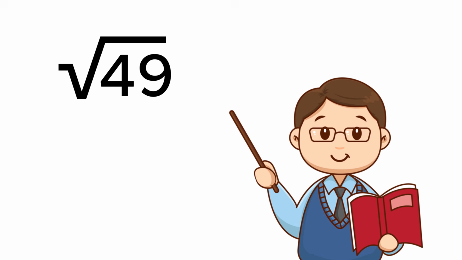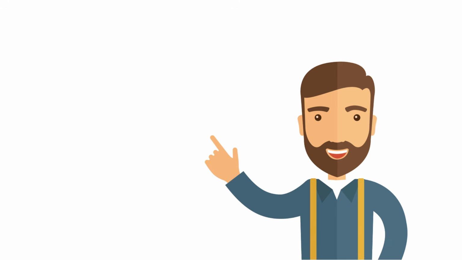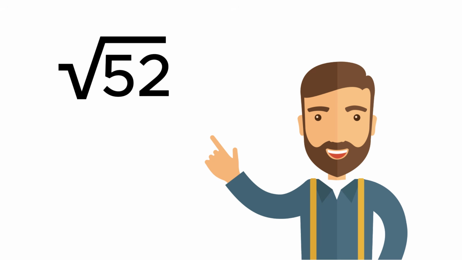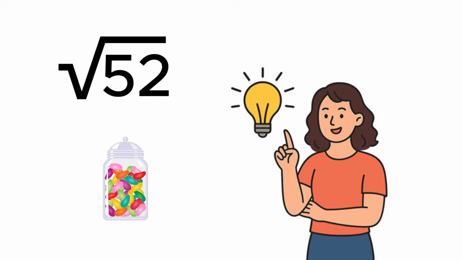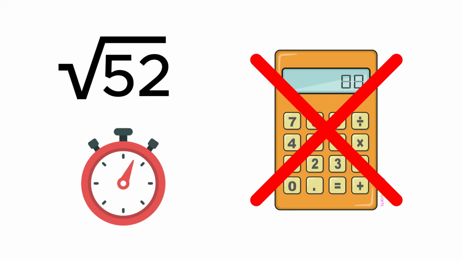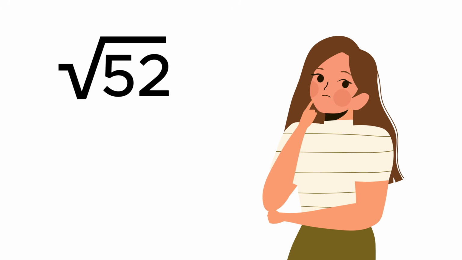If I asked you to find the square root of 49, you'd immediately say it's 7. Now, if I asked for the square root of 52, you'd need to use a calculator, right? But what if I told you there's a way to get a very accurate estimate without a calculator in just a few seconds? First, find the perfect square just below your number.